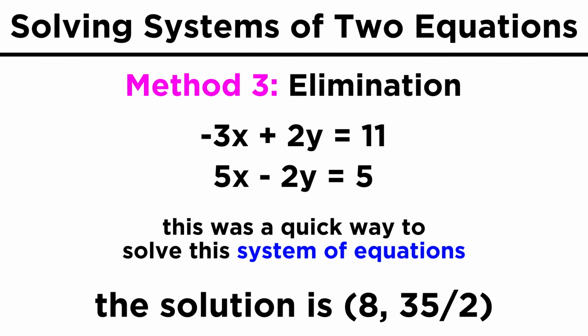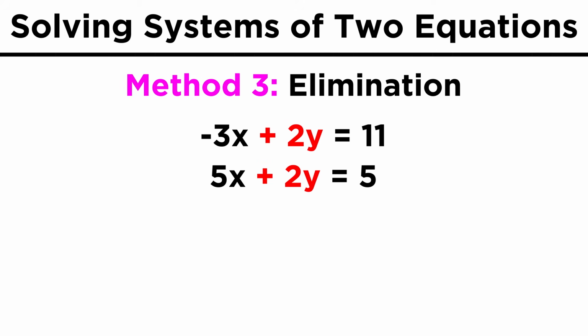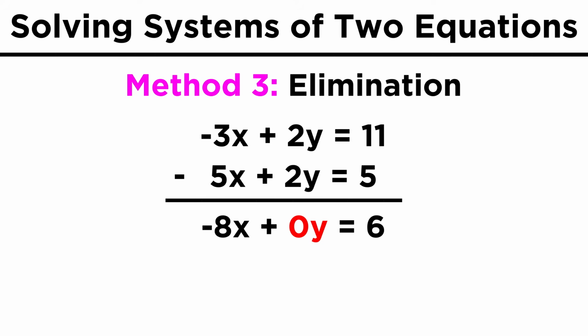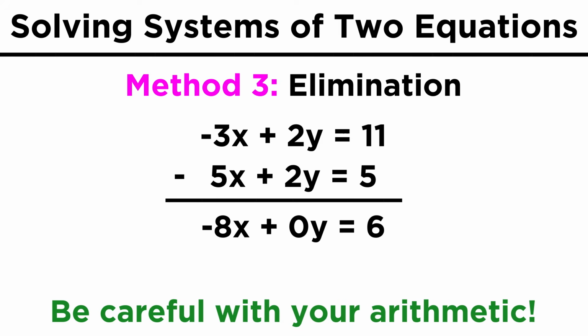Of course, it won't always be as easy as just adding them together. Sometimes we will have to subtract. If both of the y terms were positive, we would subtract one from the other to get the y terms to go away. And we would then have to be careful with our arithmetic, making sure we get the right sign on all the values in the answer.